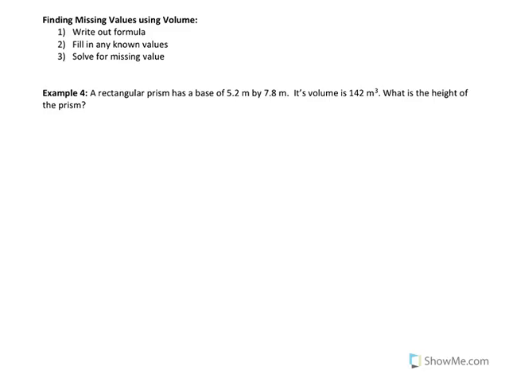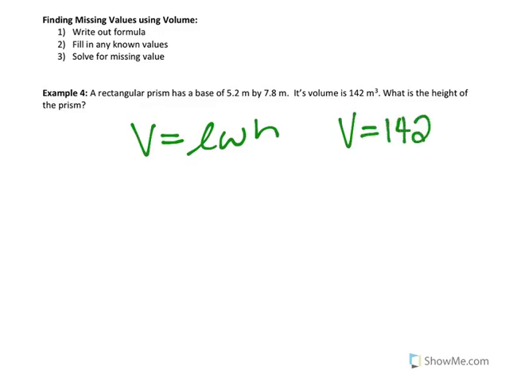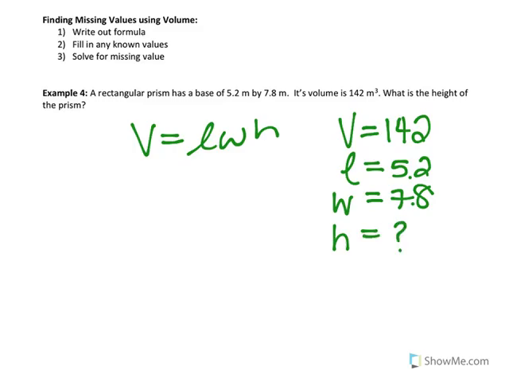All right, sometimes we're solving for the missing variable. For this example, we know that a rectangular prism, not regular, has a base of 5.2 by 7.8 and has a volume of 142. What's the height? We're going to start with volume equals length times width times height. We know that V is 142. We know that L, let's say, is 5.2, making W 7.8. We need to find H. So we're just going to plug that in.